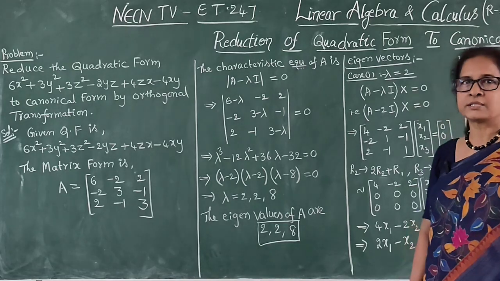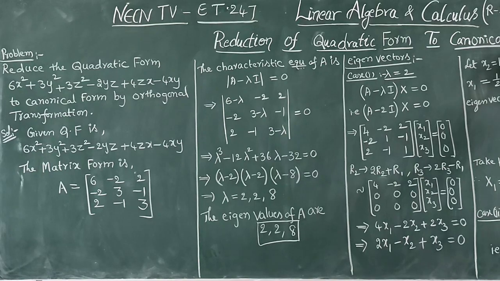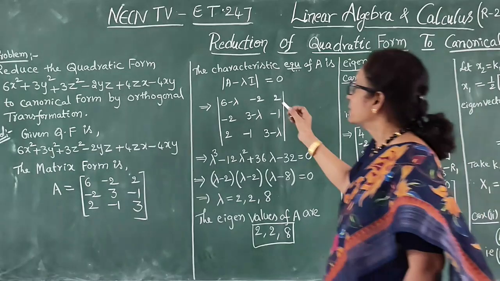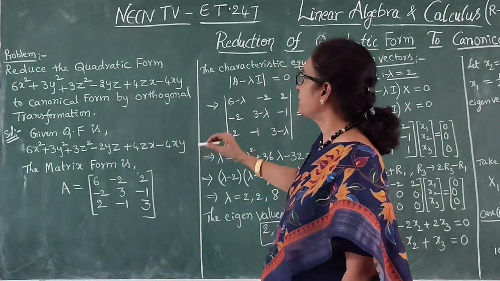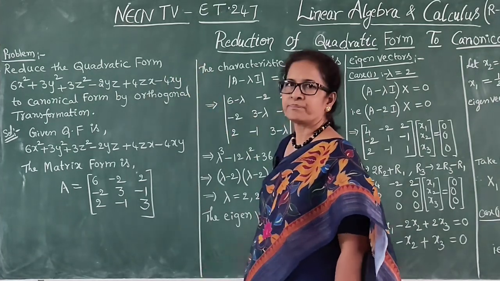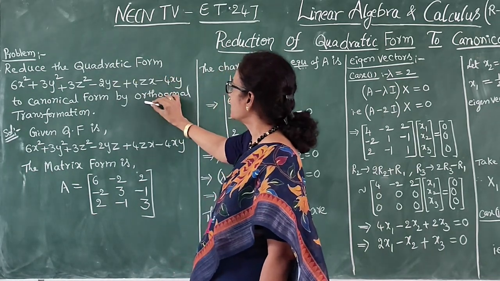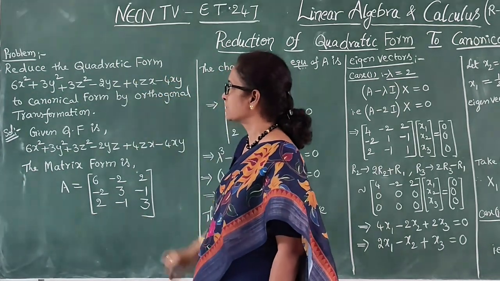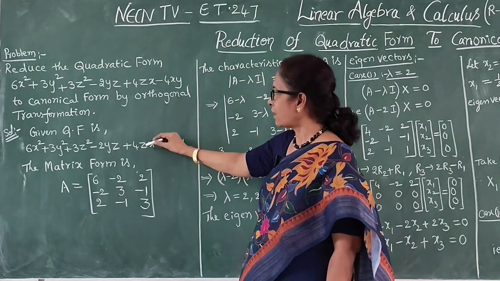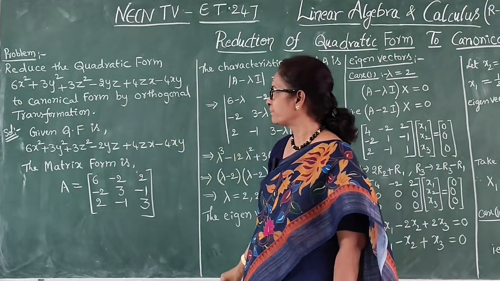Today I am going to explain reduction of quadratic form to canonical form by orthogonal transformation. I am going to explain this concept by taking one example, that is one problem. So here, reduce the quadratic form to canonical form by orthogonal transformation. In this, the first step is we have to write the matrix form of this quadratic form.